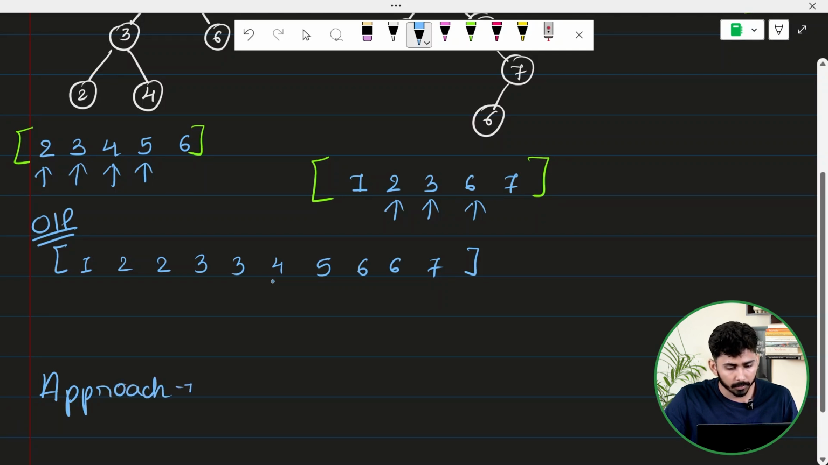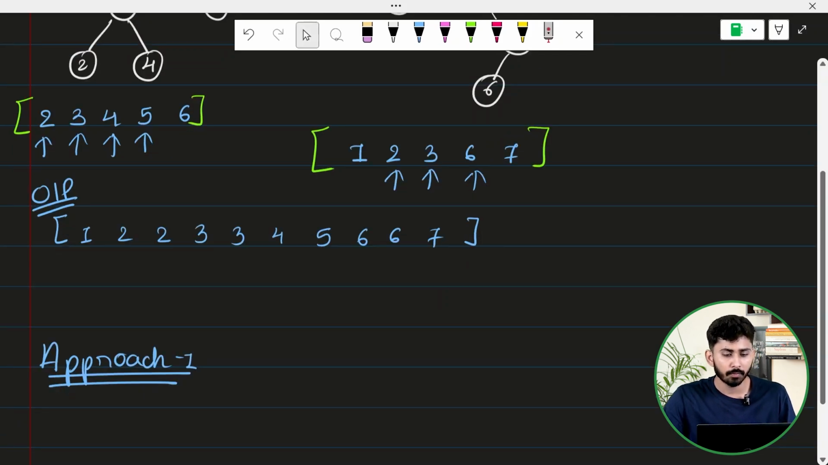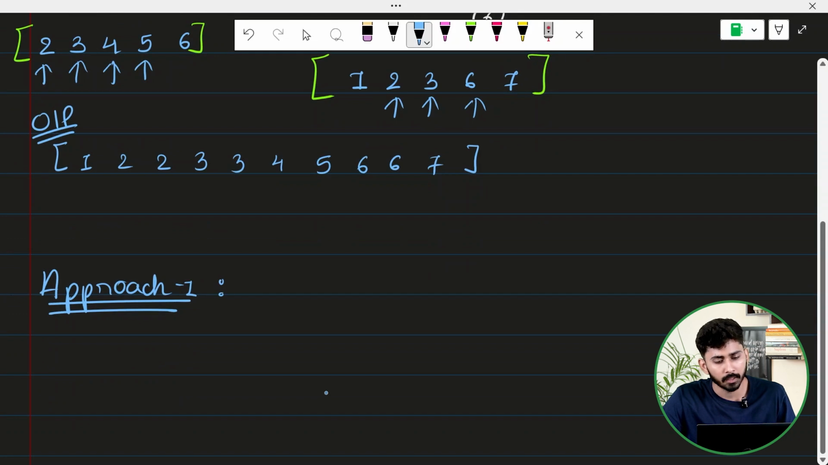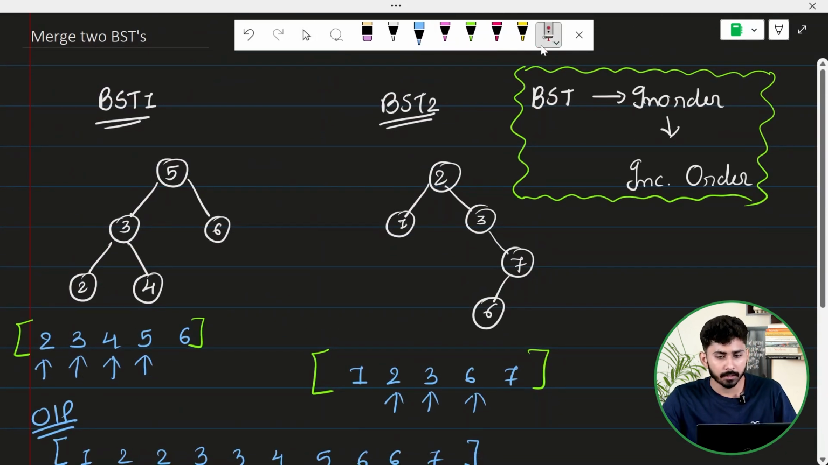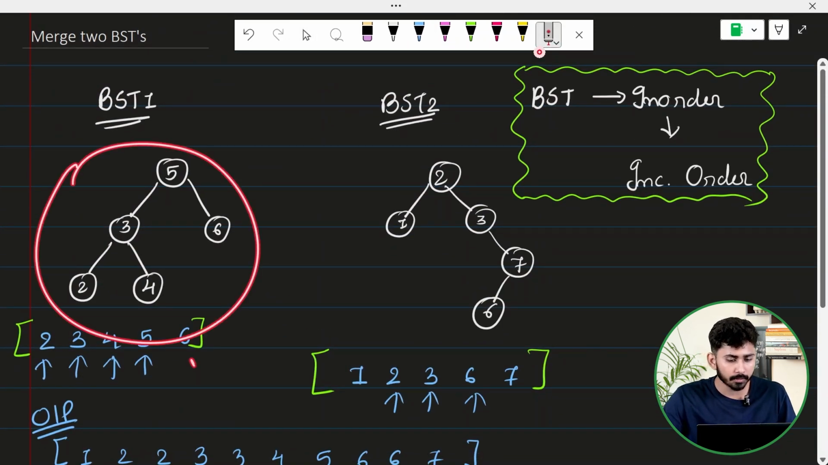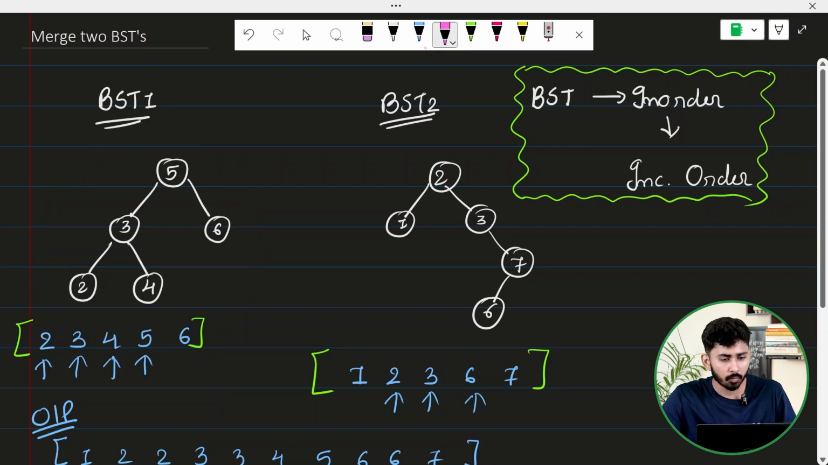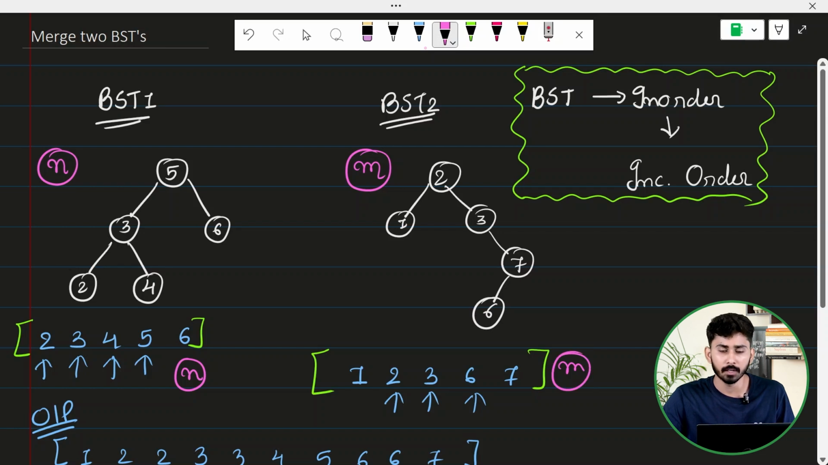So approach number 1 that came to my mind is to find the in order traversal, right? So that revolves around the in order traversal of the given binary tree. As we saw, I can find the in order traversal of BST1 and store it inside a list. Now I will also analyze the time complexity and space complexity. Let's say in BST1 there are n elements and in BST2 there are m elements. So the list that I'll be creating will be of size n and m, right?